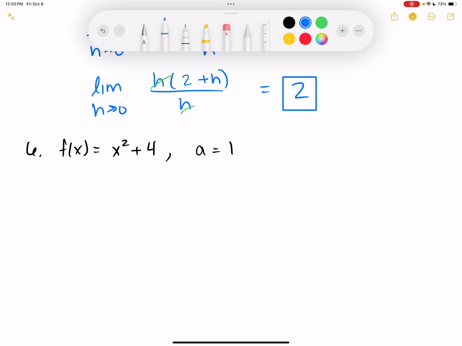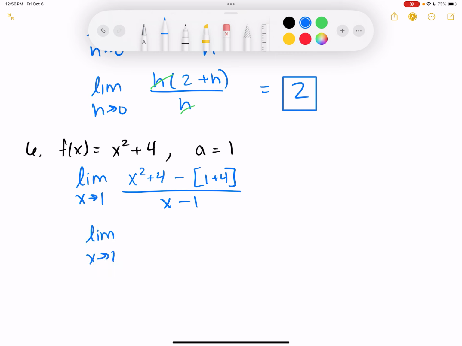Yeah. So we are going to have basically just x squared plus 4, so the limit as x approaches 1, because this, remember, is the limit as x approaches a. A is 1. Of, we copy it down exactly, x squared plus 4, minus, then we put in a, so 1 squared plus 4, over x minus a, so x minus 1. So this is the limit as x approaches 1 of, let's see, that's going to be 4 minus 5, so negative 1. So x squared minus 1 over x minus 1.